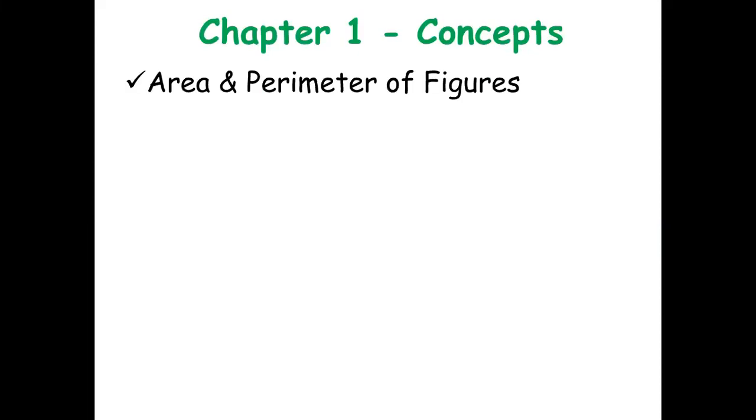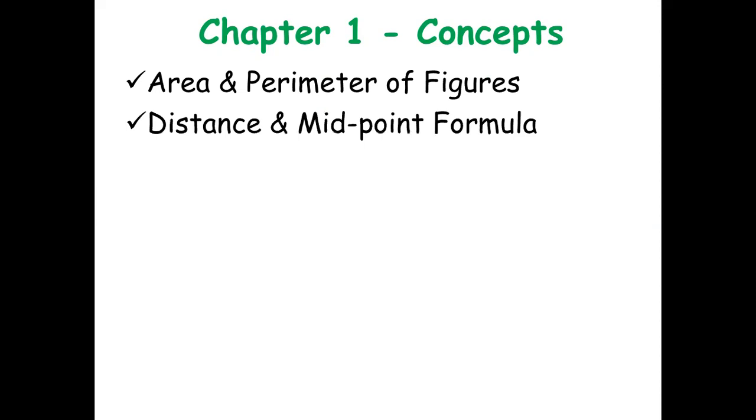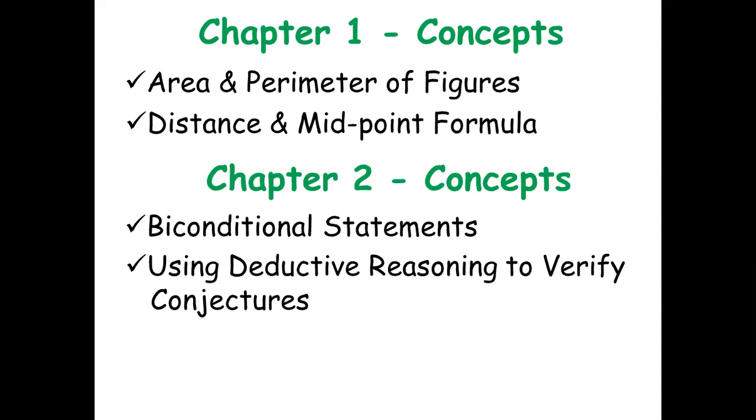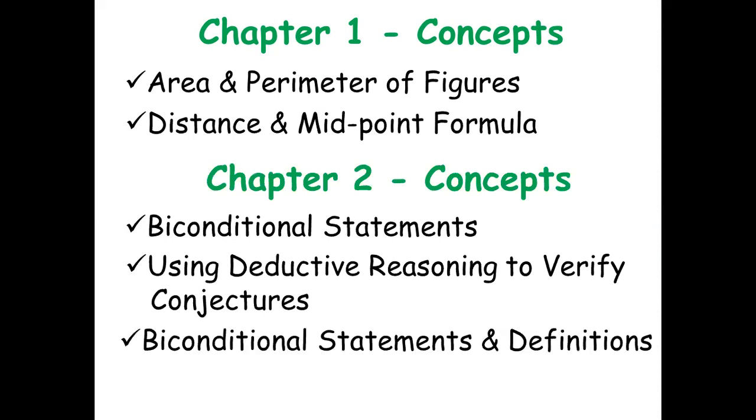So let's get started. These are the chapter 1 concepts which you are going to see: area and perimeter of figures, distance and midpoint formula. Now in chapter 2, we have biconditional statements, using deductive reasoning to verify conjectures, biconditional statements and definitions, and algebraic reasoning. If you think you have forgotten any of these, the link is there above. You can click and watch that video, because the detailed explanations are given in that video.